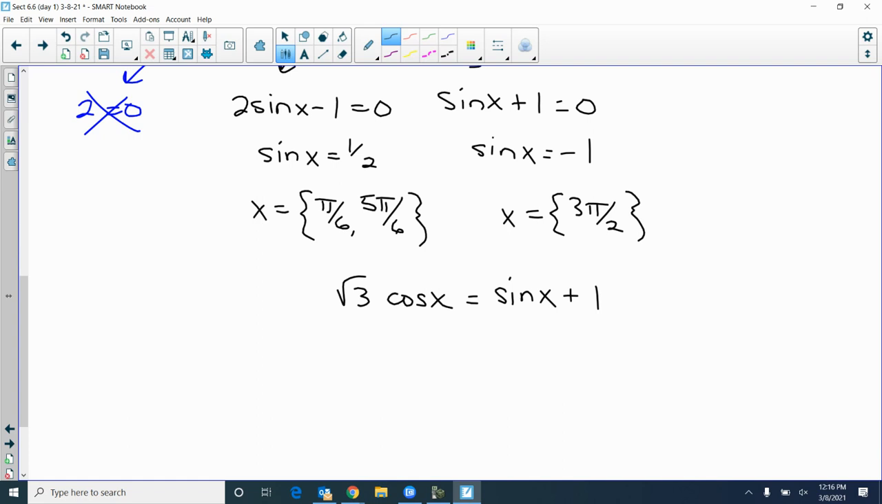So right here for pi over 6, you guys plug in pi over 6. See if it works. You can use your calculator, I don't care. You guys plug in 5 pi over 6. And you guys plug in 3 pi over 2. And you're just checking to see when it plugs in, if it works.